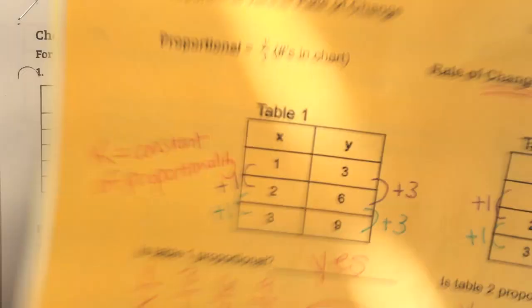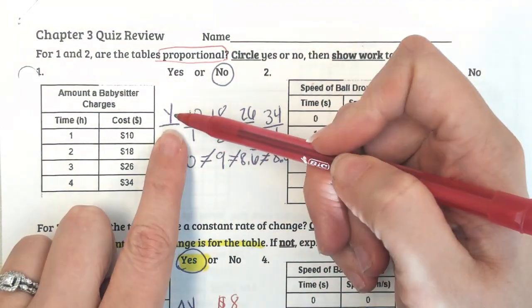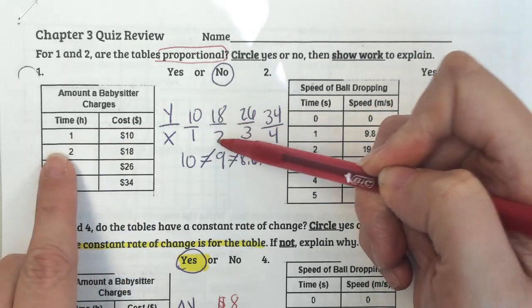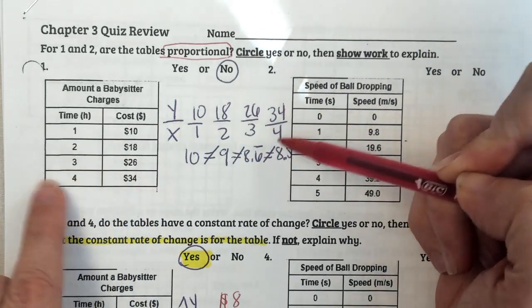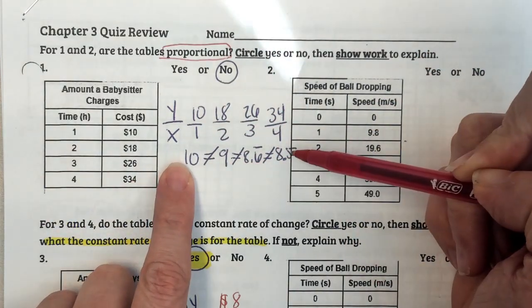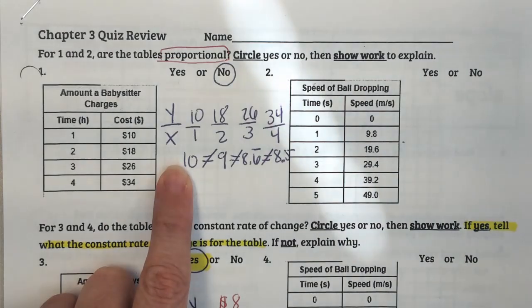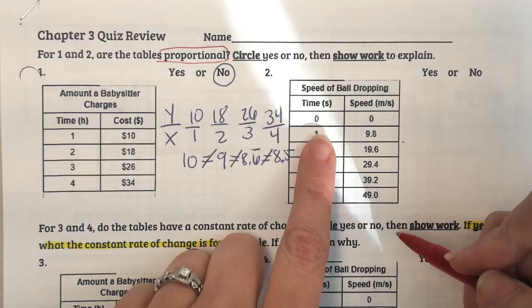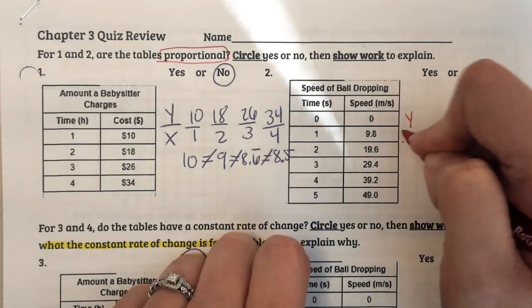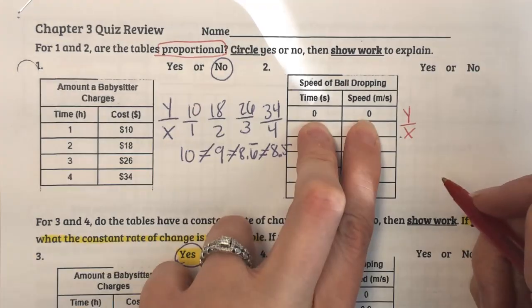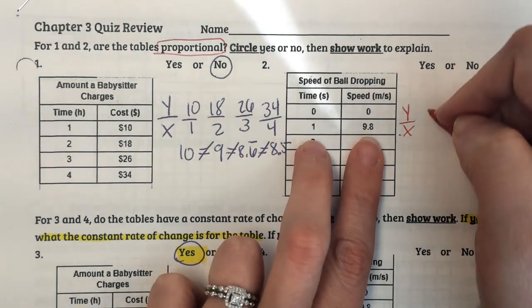But proportional, it says it's what over what? Y over X. So that's all I did in this first one. I did my Y over my X, Y over my X, Y over my X, Y over my X. And I simplified them. If they're not the same, it's a no, it's not proportional. So if I'm looking at this one and I'm going to do my Y over X, we skip anything with a 0 and then keep going.